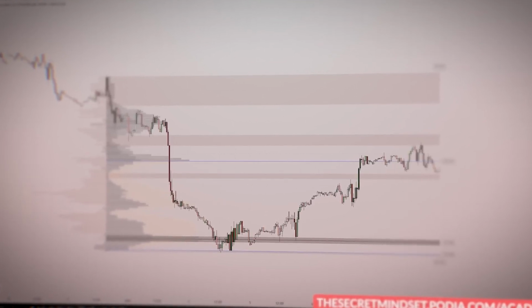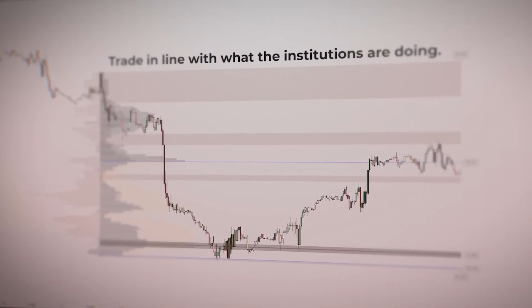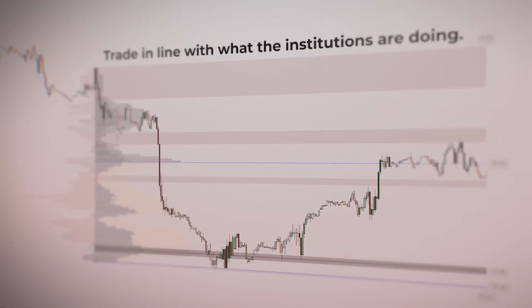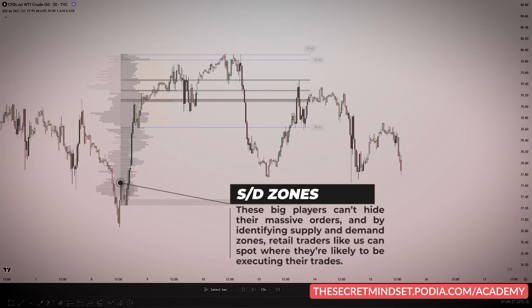Supply and demand trading is powerful because it allows you to trade in line with what the institutions are doing. These big players can't hide their massive orders, and by identifying supply and demand zones, retail traders like us can spot where they are likely to be executing their trades.